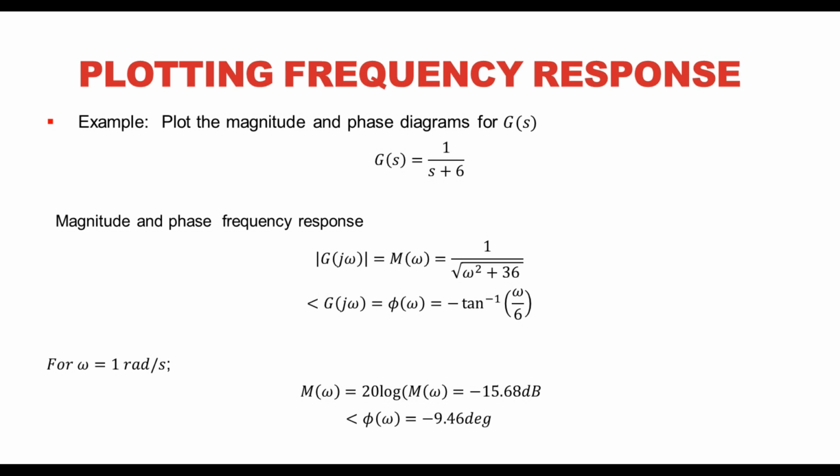Now let's look at an example of how we would want to plot the frequency response. Using the same example, G of s equals 1 divided by s plus 6, we're able to solve for the analytical expressions for the magnitude and phase frequency response. So if we choose an omega equal to 1 radian per second, then we would expect our magnitude value to be minus 15.68 dB and our phase value to be minus 9.46 degrees.